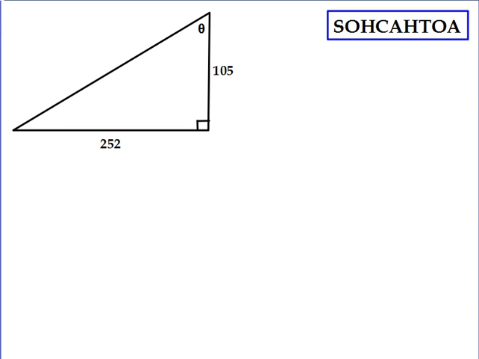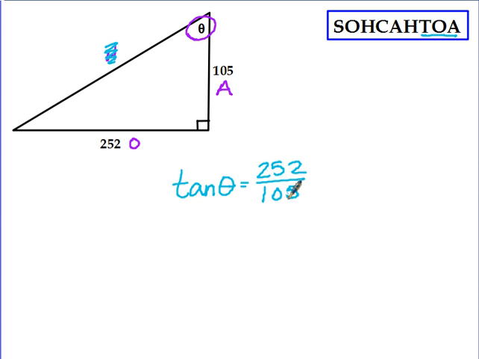Okay, so here's my angle. Label your three sides: opposite, adjacent, hypotenuse. I don't have a hypotenuse, so we're going to use tangent, O and A, trig function, and then your angle, and that equals your fraction. Then we're going to take the inverse of both sides.